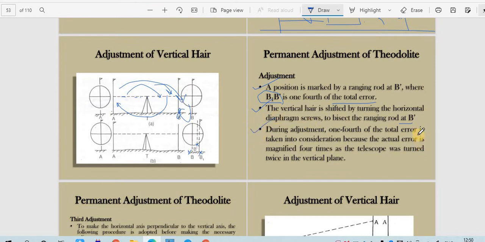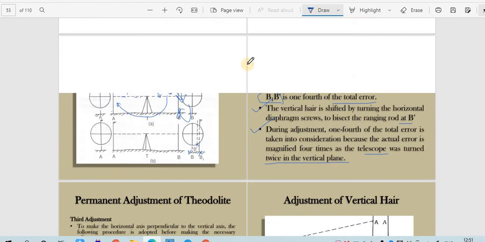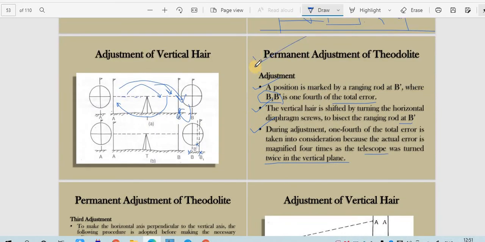During the adjustment, 1/4 of the total error is taken into consideration because the actual error is magnified 4 times, as the telescope was turned twice in the vertical plane. Because you have turned the telescope twice, that is why it has been taken as 4 times. Okay, so this is the adjustment of your vertical hair.